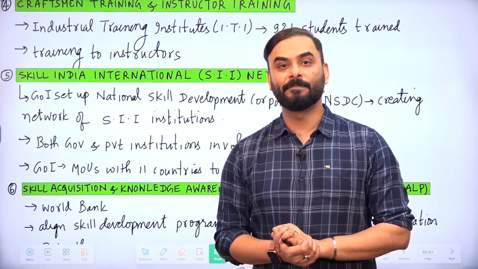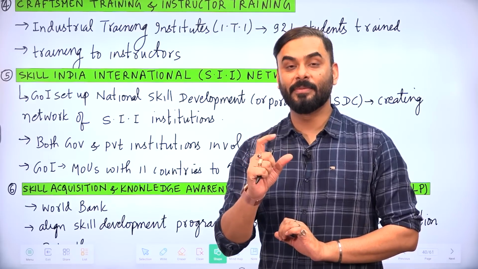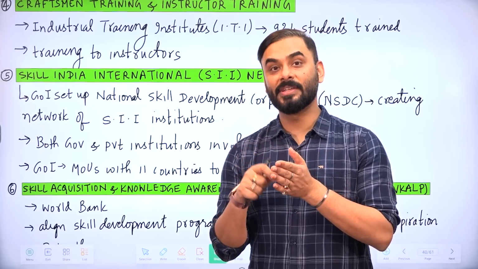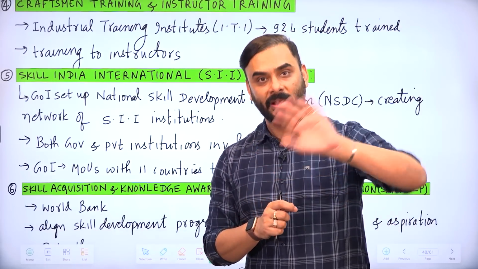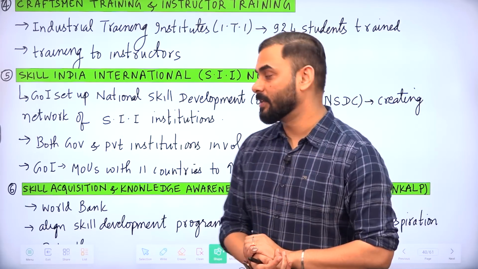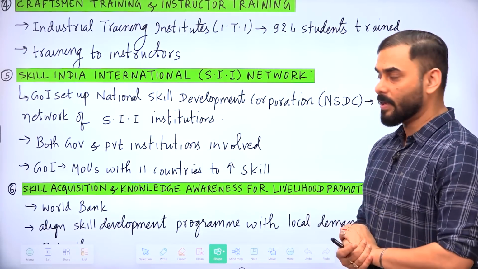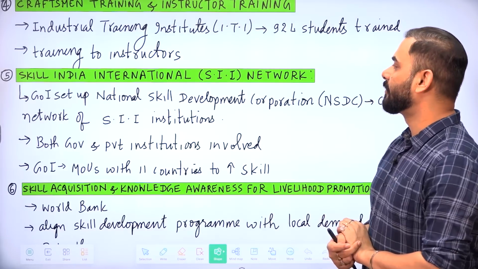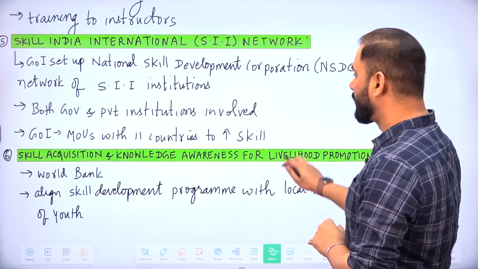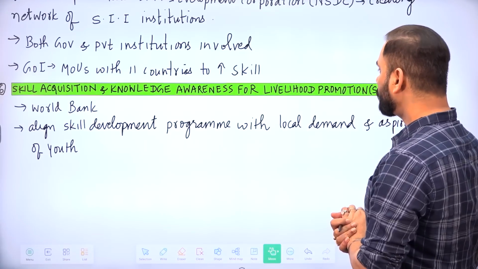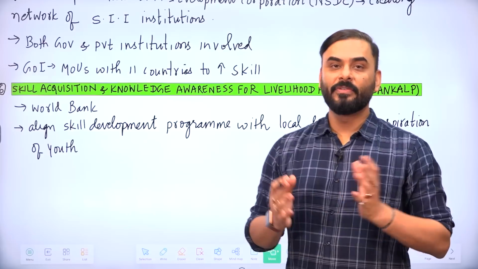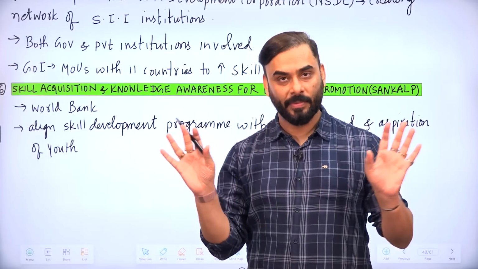I remember that the government of India started one of the training programs in UAE, so that our workers who are there, the government of India is training them so that they can get better employment in UAE itself. So the government is creating a network of such institutions. Both government and private institutions are participating in it, called the Skill India International Network. Now, there is a program called Skill Acquisition and Knowledge Awareness for Livelihood Promotion, called Sankalp. So see guys, whenever we talk about skill generation in India, there are multiple programs.